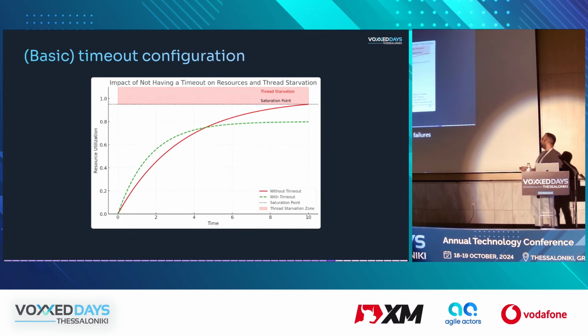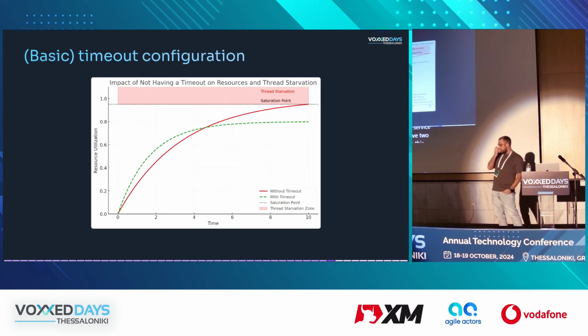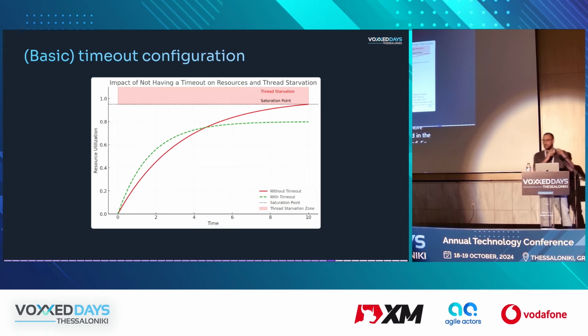What we see here is a downstream service that is misbehaving, and we have two services that are connecting to this one. The red service does not have any timeout configured, while the green one does. As time goes, more and more threads are occupied in the red service and they're not freed. So the red service reaches a thread starvation zone. Essentially, it doesn't have any more threads to satisfy other incoming requests.